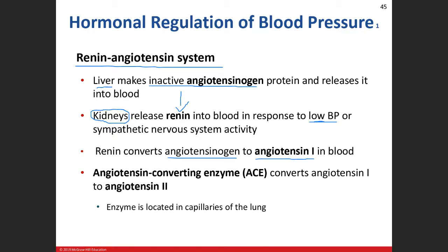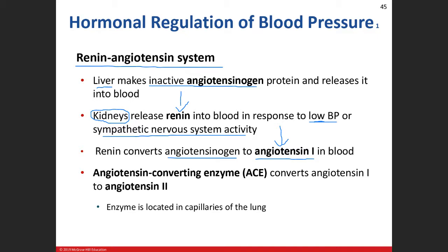So this is going to either be the kidneys that are going to release the renin, or our sympathetic nervous system is going to stimulate that. So now the renin has converted the angiotensinogen, which is the inactive protein, into angiotensin 1, which is still inactive. It's not going to do anything yet. It just needs to go somewhere. So guess where it's going to go?